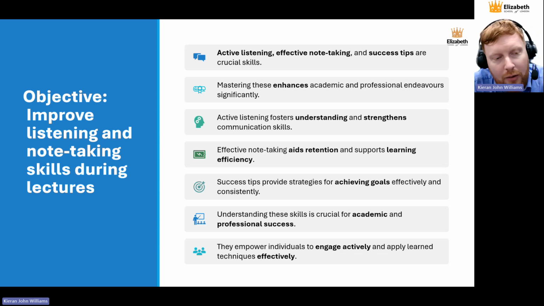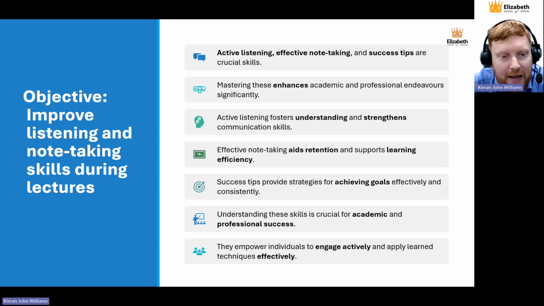So now let's have a look at what we are going to cover in this session today. So our main idea is to make sure that we improve our listening and our note-taking skills during lectures. So the different sections we're going to have a look at are the idea of active listening. So we're going to see what that is. We're then going to see how that connects with effective note taking and then see some tips that will help us to succeed.